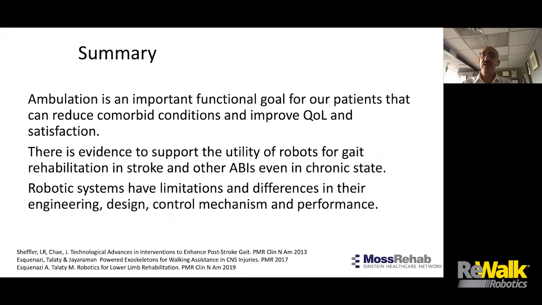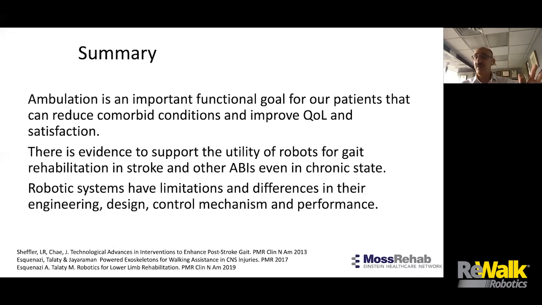So let me summarize by saying that ambulation is an important functional goal for our patients. I haven't seen one patient who has the capacity to walk that says, no, I don't want to learn to walk better. It can reduce comorbid conditions, it can improve quality of life, and certainly it can improve patient satisfaction. There is ample evidence to support the utility of robotic devices for gait rehabilitation, particularly in patients post-stroke and other acquired brain injuries, even in those with a chronic state. And so I want to be sure that you don't dismiss those patients that have not been able to walk or walk well for a long time, because those can still derive benefit from this kind of intervention.